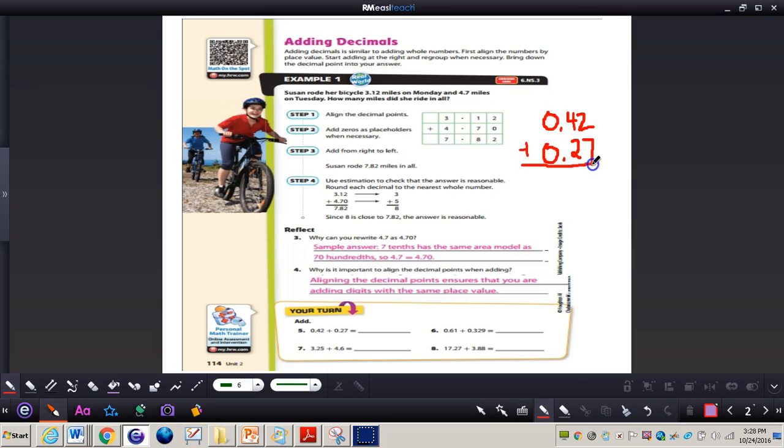Now, once we have everything aligned, we can start adding, going from right to left. 2 and 7, even though it's in the hundredths, doesn't mean it's 50,000, because we're dealing with decimals. 2 plus 7 still equals 9. 4 plus 2 still equals 6. All right, we can drop our decimal point now. We can even put a 0 there. So we have the answer of 69 hundredths for number 5. Now let's take a look at number 7 together.